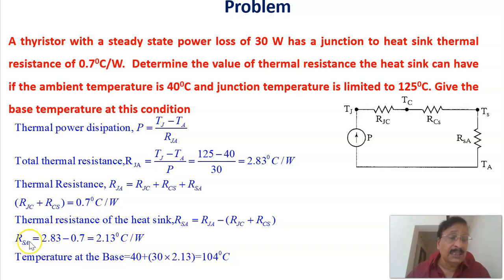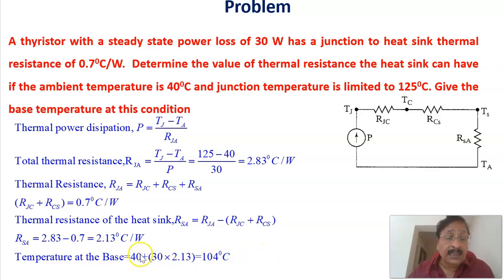Therefore, this is the resistance between the heat sink and the ambient, RSA. And the temperature at the base is given by 40 plus 30 into 2.13, that is, the ambient temperature plus the power dissipation times the resistance 2.13 degrees centigrade per watt, which is equal to 104 degrees centigrade. Therefore, the temperature at the base is equal to 104 degrees centigrade.